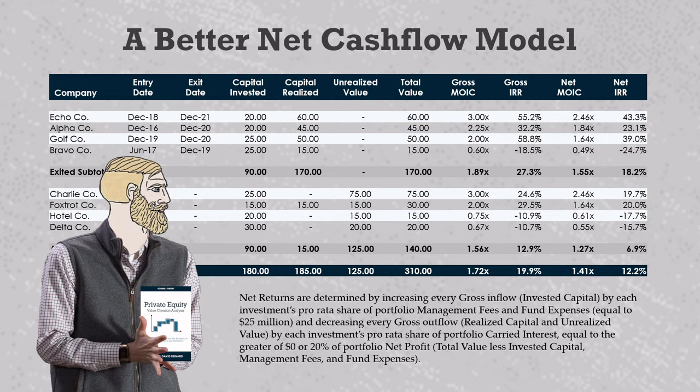1. We start with the portfolio's actual gross cash flows. 2. We increase every outflow by its pro rata share of $25 million in management fees and fund expenses. And 3. We decrease every inflow by its pro rata share of the portfolio's carried interest, which is calculated as 20% of net profits. That's it. It fully explains every number on this table. If you have the gross cash flows and the $25 million fee and expense number, you have everything necessary to recreate this model. So this is pretty good.